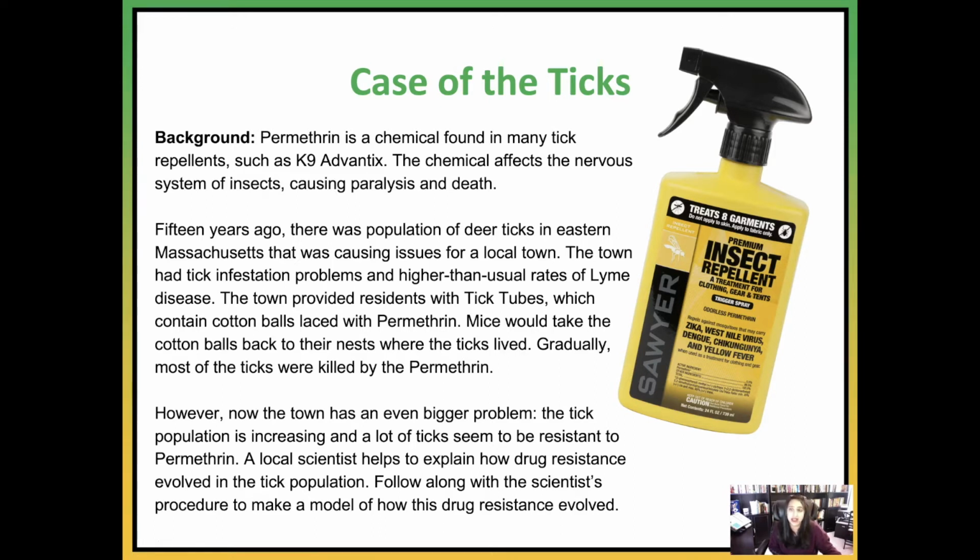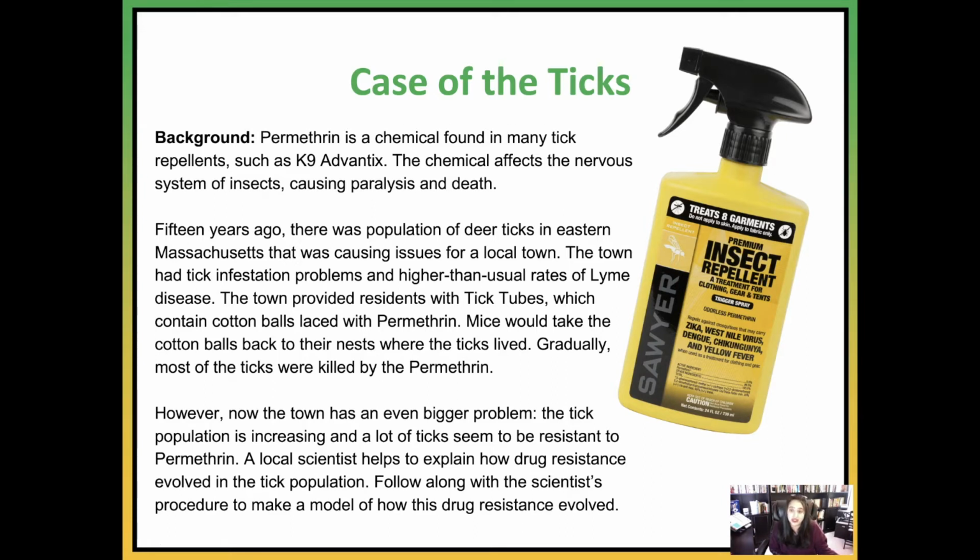So we're going to take a case from 15 years ago where there was a population of deer ticks in eastern Massachusetts that was causing issues for the local town. Because of this tick infestation, the town had a lot of Lyme disease going on. So the town provided the residents with something they called tick tubes, which essentially had cotton balls that carried permethrin. So they were just cotton balls dipped in permethrin. They would put them out, and then mice would carry those dipped cotton balls to their nests where the ticks lived. And gradually, most of the ticks were killed off by that chemical.